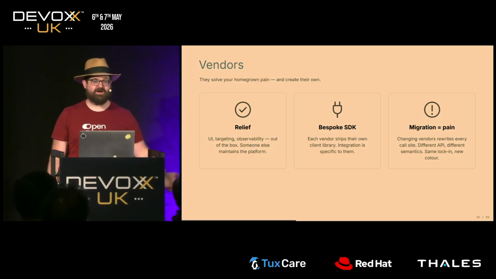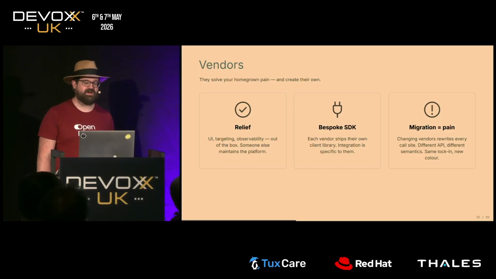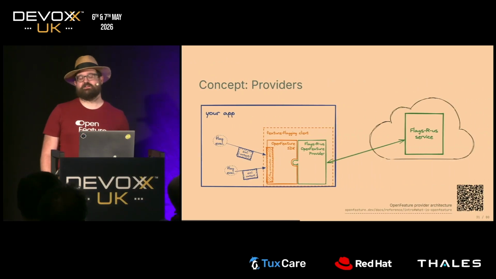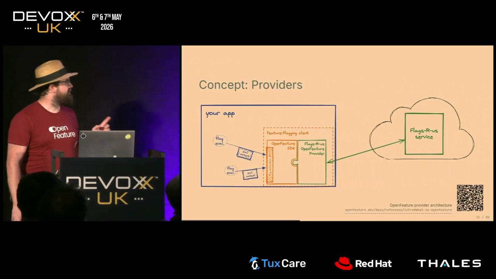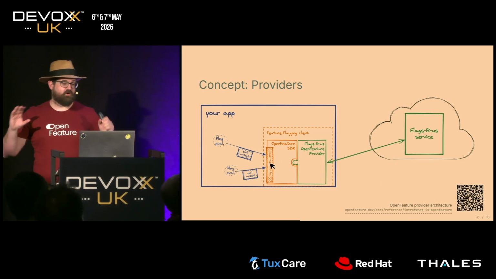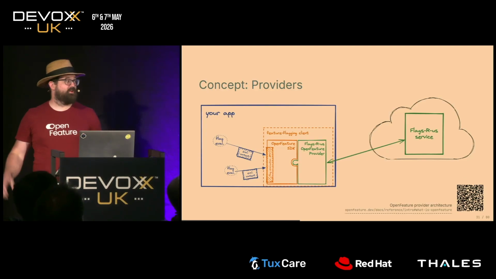So if you want to migrate away from them, you have this migration pain, which makes it really, really hard to get out of. And that's where the concept of providers comes into play. Before, we already had the evaluation API, which is our core interaction with OpenFeature. We can plug into the SDK any kind of provider which communicates with our feature flag source. That allows us to be really, really flexible.